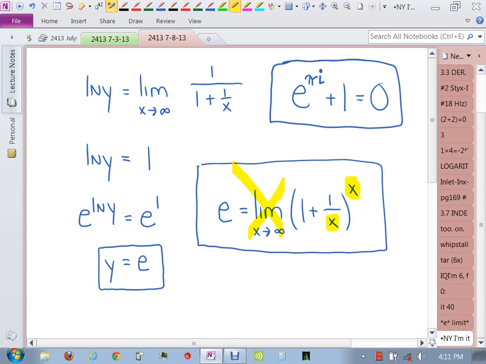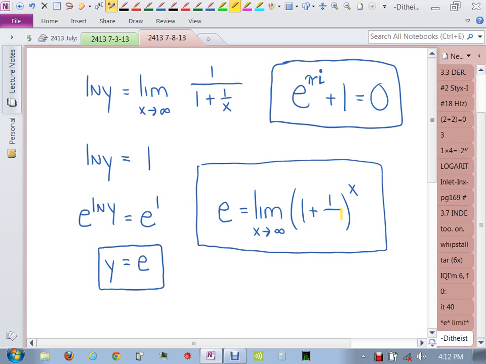e is approximately 2.718, but e goes forever. Never stops, never terminates, never repeats. So if you want to know what e is, e is what you get if you could go forever. Kind of an interesting concept.